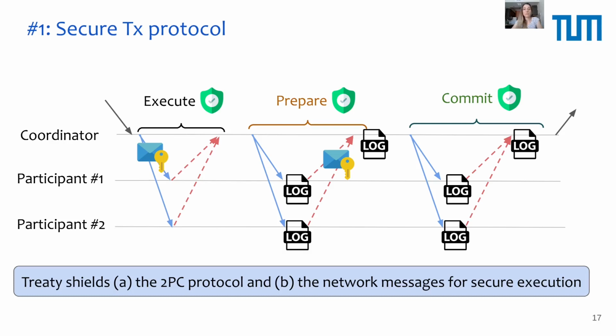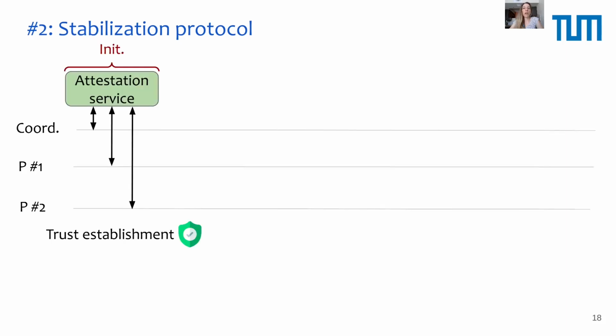In addition, we have implemented a stabilization protocol to guarantee that distributed transactions will remain crash-consistent across reboots and restarts. Our stabilization protocol is based on two trusted services, an attestation service and a trusted counter service, and we rely on three core principles. First, at initialization, Treaty needs to establish trust among the system nodes. To achieve that, we leverage an attestation service that is also responsible for distributing secrets and any configuration data to the authenticated nodes.